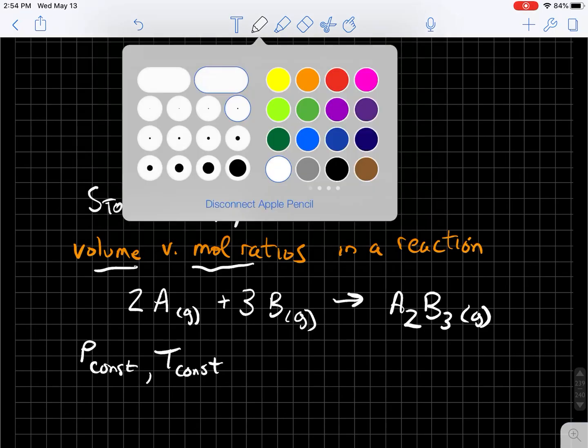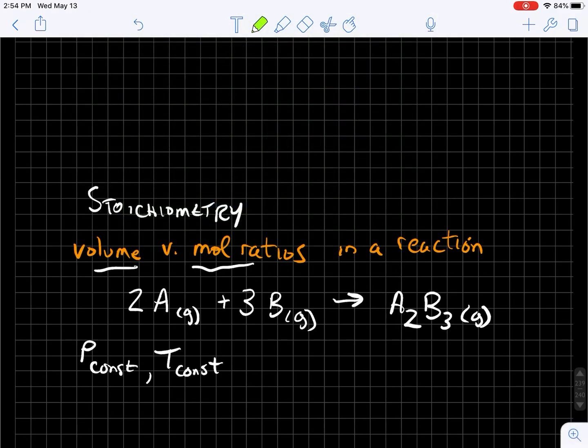So when we look at this problem, let's say we're running this reaction at STP conditions. We do our little PV equals nRT. Well, R is a constant. We're holding the temperature constant. We're holding the pressure constant. So although the volume is not the same number as the number of moles, they are in ratio to each other.